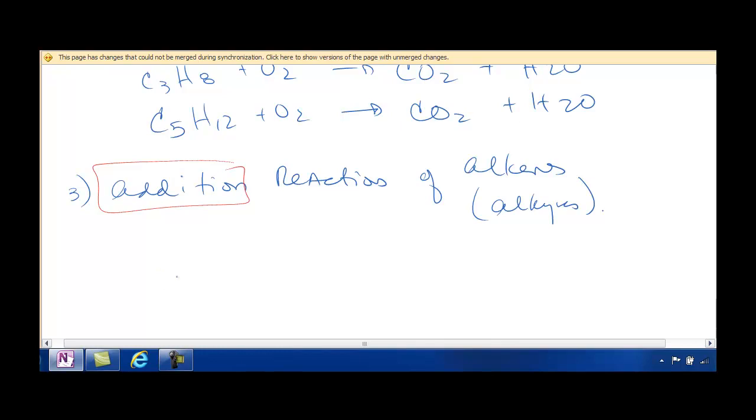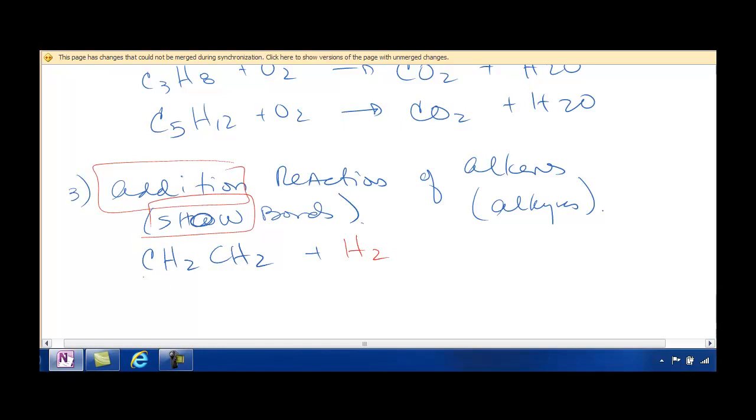If I have an alkene, I'm going to give you the simplest alkene. Give me a simple alkene. And I'm going to show all bonds. It may come to you that way or not. I may give you this: CH2, CH2 plus H2. And if you want to show all bonds, you show all bonds.